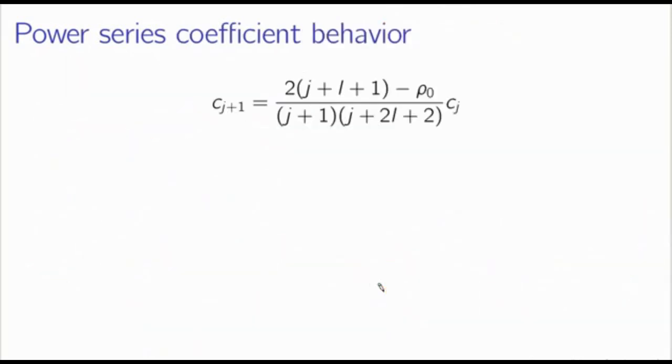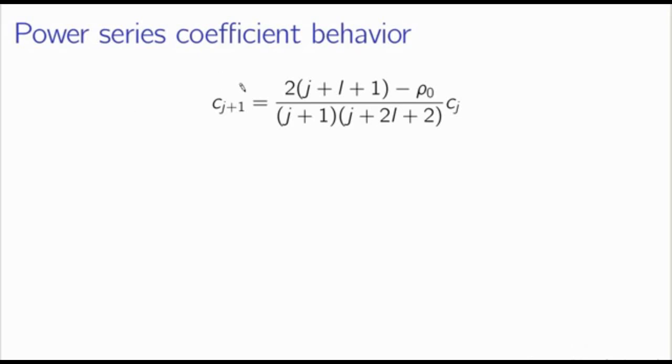The power series coefficients here, we're working with things that look like this. So it's useful to figure out what this is going to look like, because in theory, our power series might not terminate. And if it doesn't terminate, we may have problems with convergence. So let's examine what happens for very large powers. Large powers in this context mean large values of j.